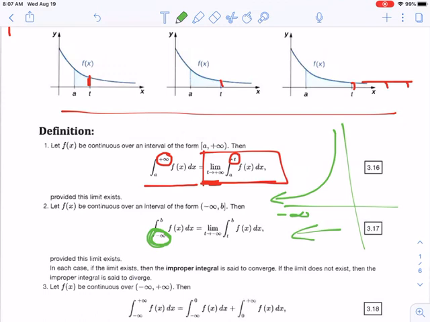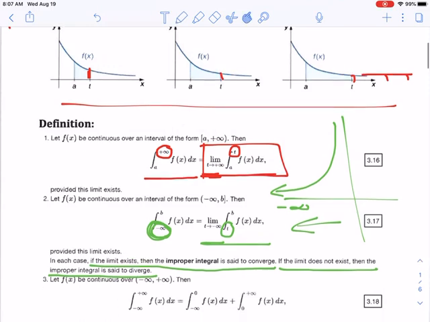And so we do the same thing. We replace the negative infinity with t, and then we find the limit as t approaches negative infinity. And again, if the limit exists, the improper integral is said to converge. If the limit does not exist, then the improper integral is said to diverge. So let's go to example number 2.